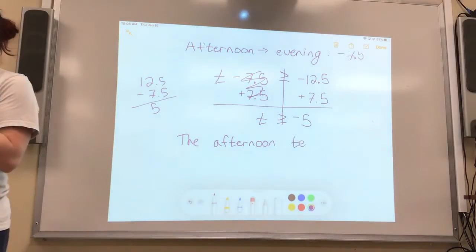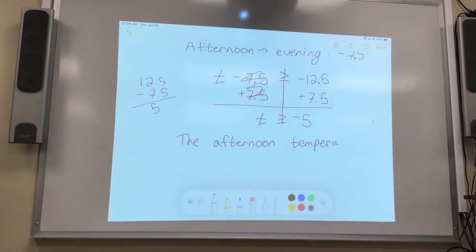The afternoon temperature could be negative 5 degrees. They said could get down to, so I used could be negative 5 degrees.